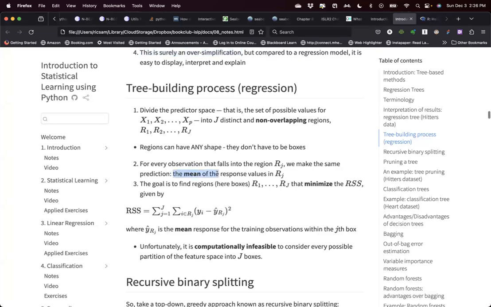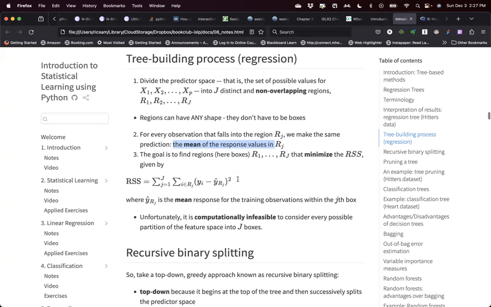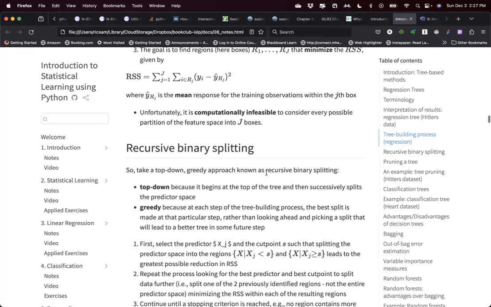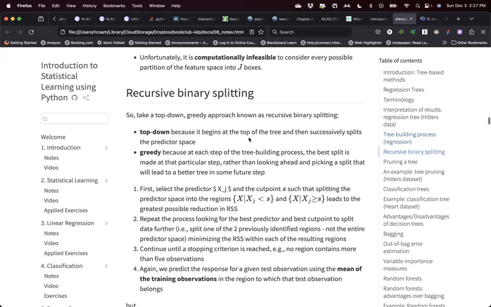And one of the major takeaways here is that each of those predictions are averages, okay? They're the mean of that region, that box, a region of space for which the predictor is saying that's the prediction, okay? Let me see something here, okay?